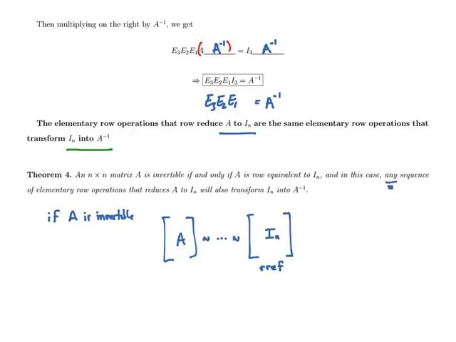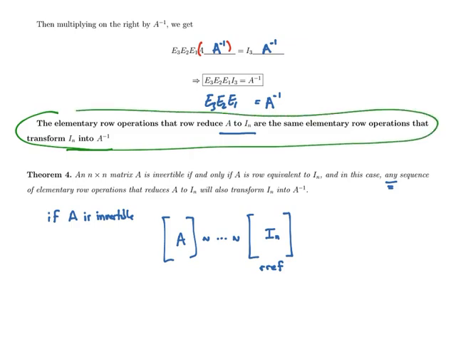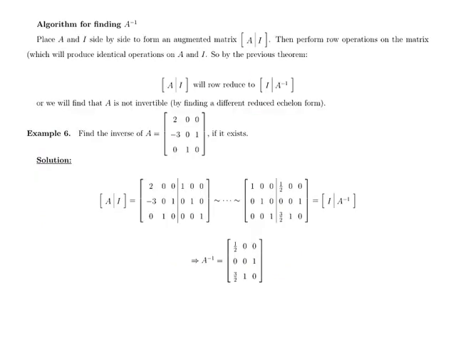If you go back to the previous page, that's what we were saying in this statement right here, that the same row operations that reduce A to I are the same that reduce I to A inverse.